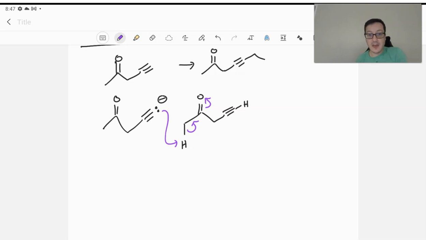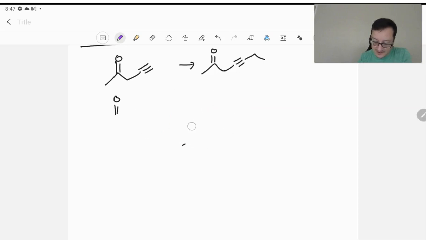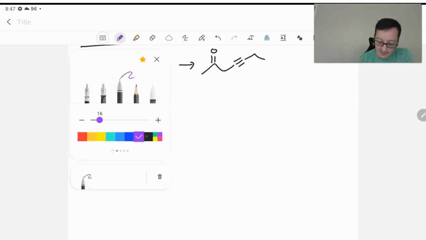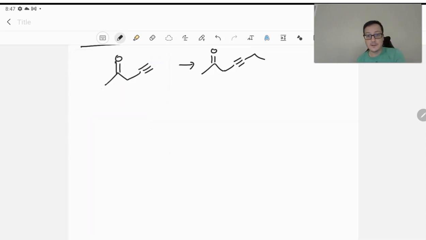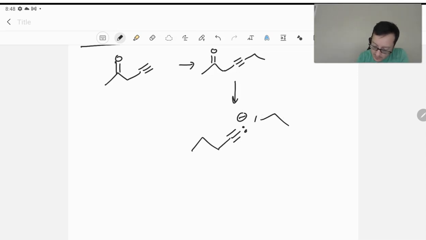So, the answer to this is, we need a functional group protected. Protection has to happen. And in this, we remember that we can protect ketones by making them into acetals. So, we know that this last step can be done by having our acetylide ion attacking, we'll say, ethyl bromide, or something like that.